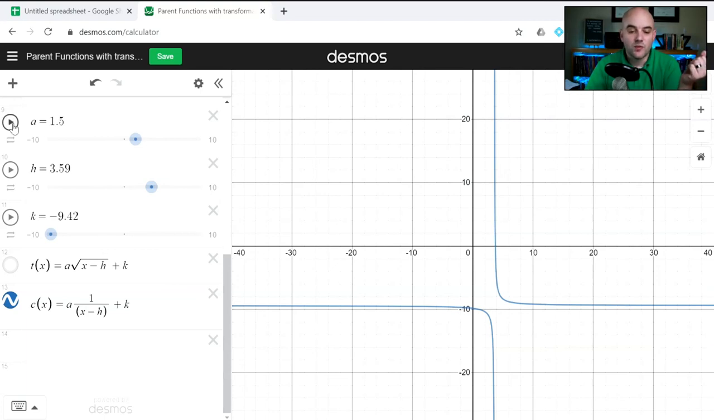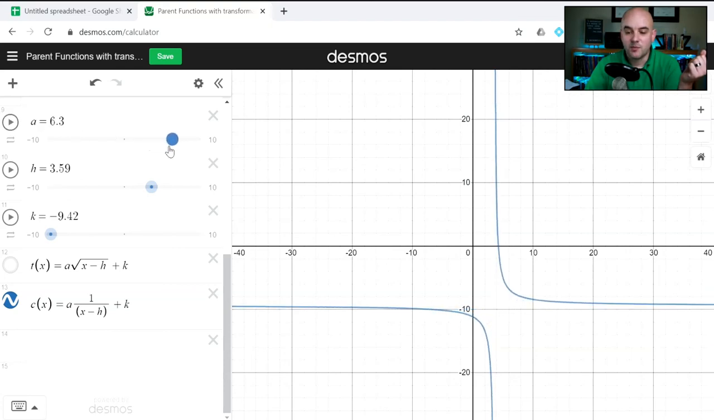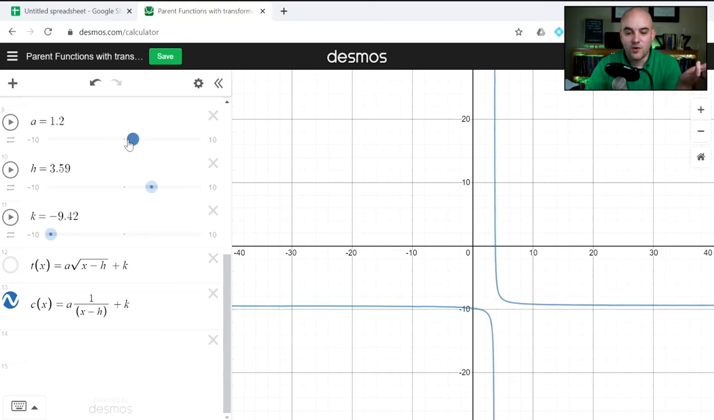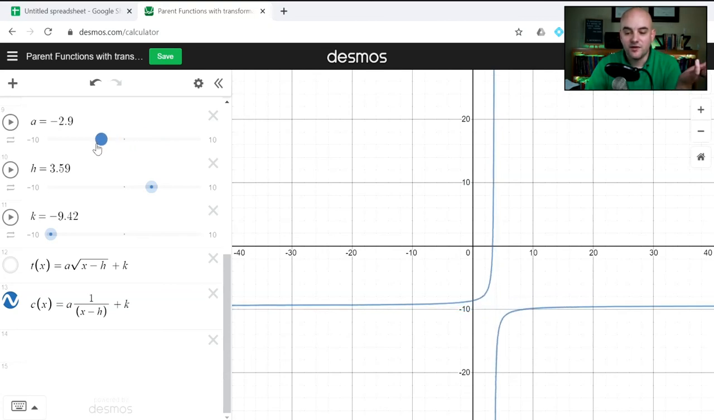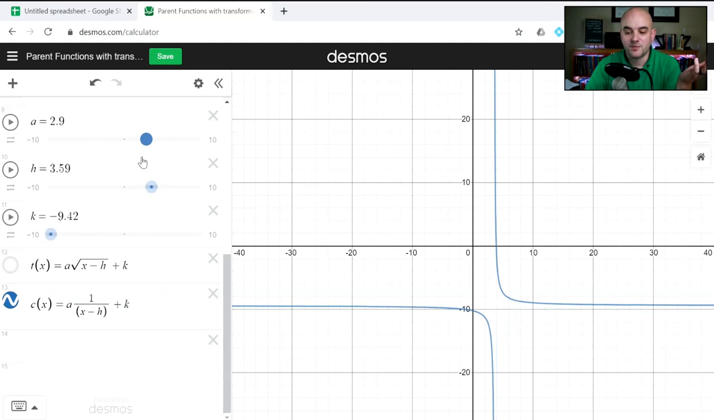And then we've got this one more right here, the a value, and it's going to do the same thing. If I make this a value super positive, it's actually going to do that vertical stretch or the compression again. And notice what it looks like when a is positive. When I make a negative, notice it flipped again. See the difference between the two? That's a is negative. Boom, there's a is positive.